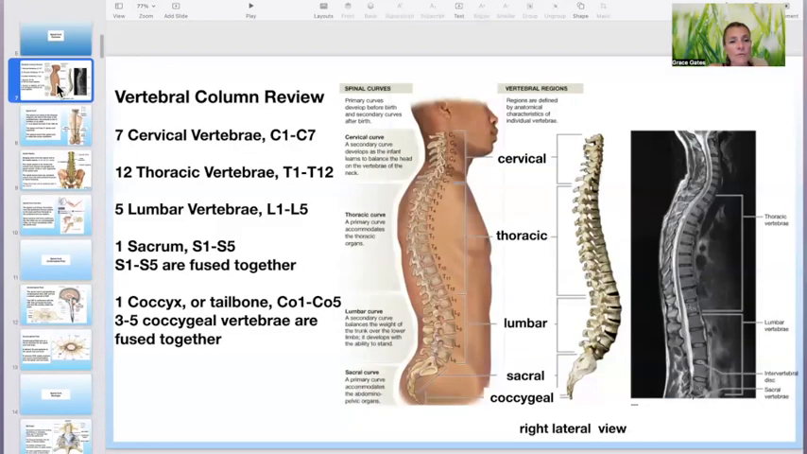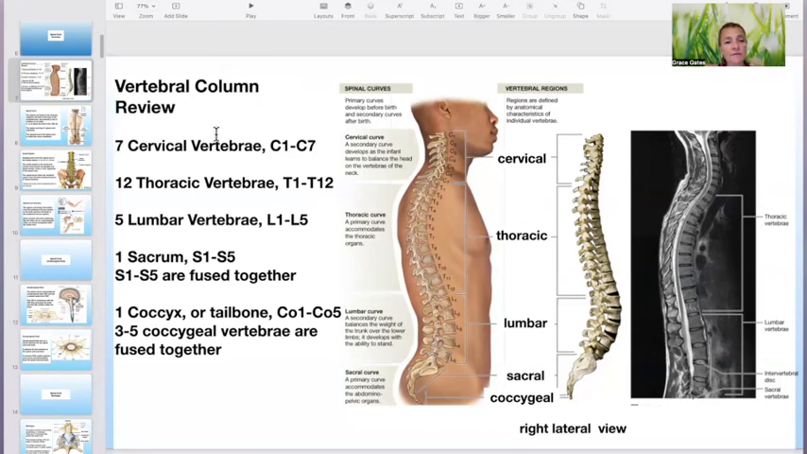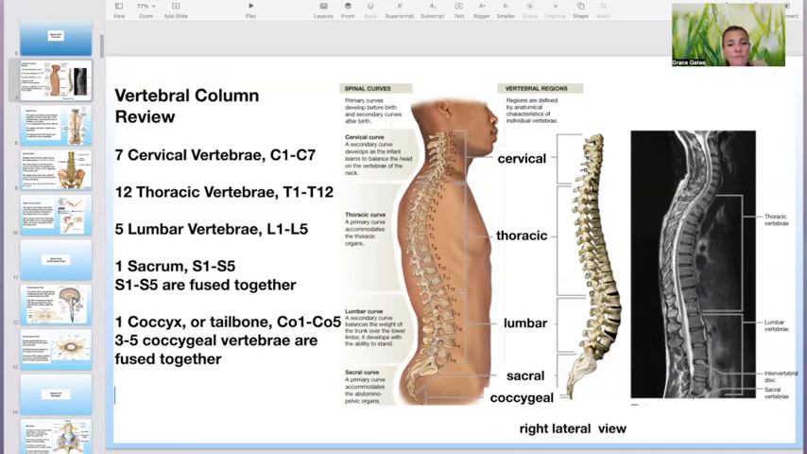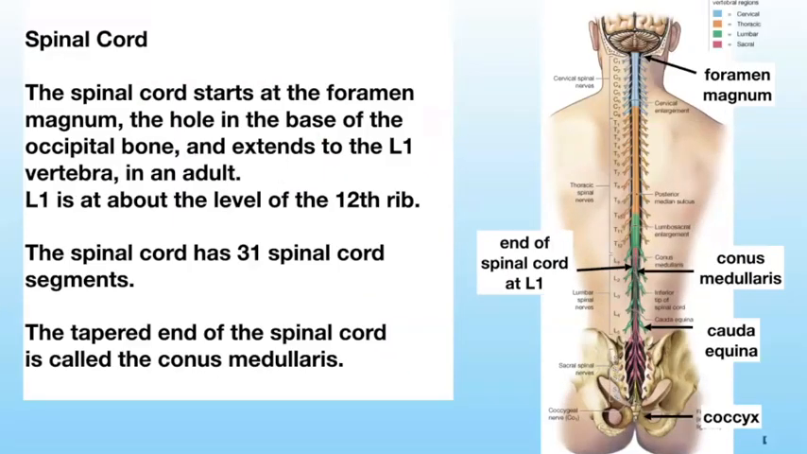Okay, spinal cord overview. Just to remind ourselves, the vertebral column we already learned, and we found out that there were 7 cervical vertebrae, C1 through C7, 12 thoracic vertebrae, T1 to T12, 5 lumbar vertebrae, L1 to L5, 1 sacrum, composed of S1 to S5 fused together, 1 coccyx or tailbone, coccyx 1 to coccyx 5, but could be 3 to 5 coccygeal vertebrae fused together. Most often it's 4, but different in different people. And now on to the spinal cord.